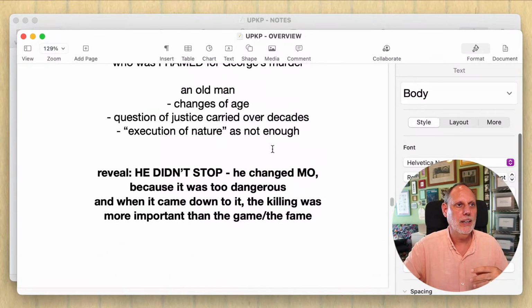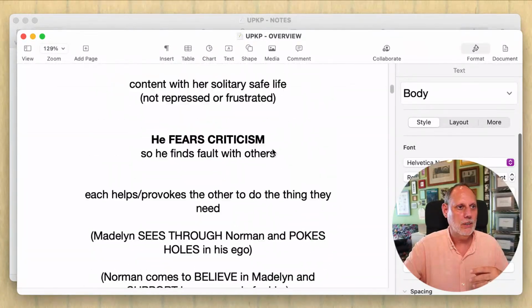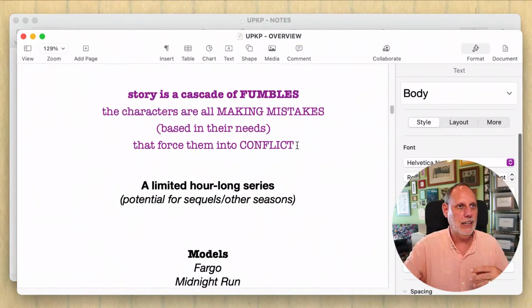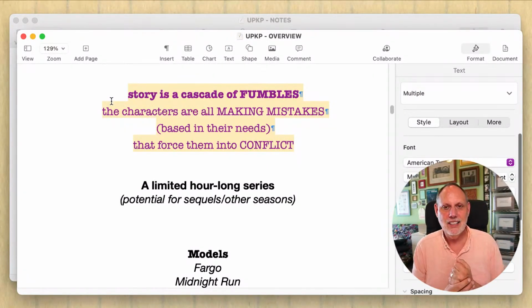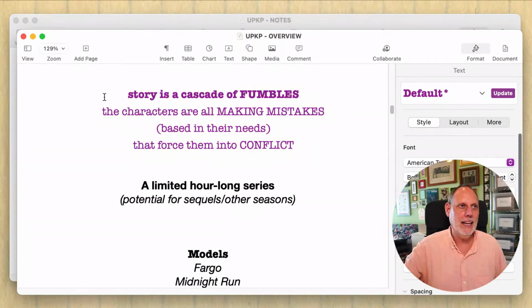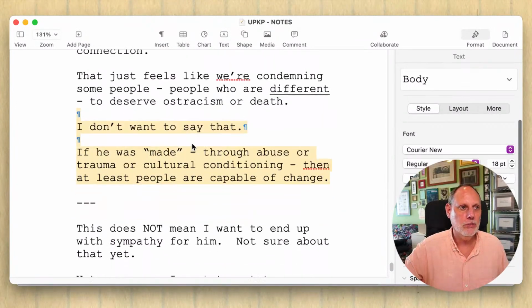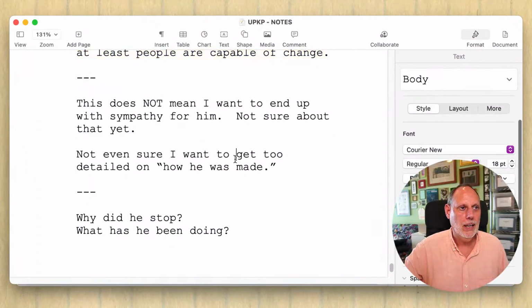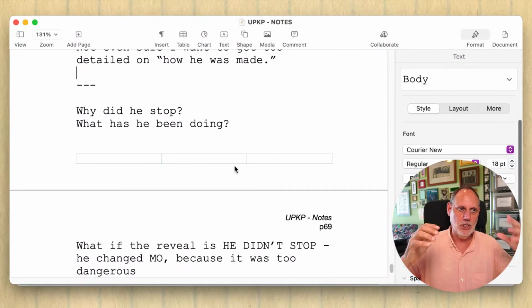All the way at the top is, I believe, yes, this is a cascade of fumbles. That is the other thing that I want to get into my head here. That's what the overview is for, is to remember those things. So I'm going to take this stuff here and I'm going to put it into the overview. And so that's as far as I got with that big theme stuff.